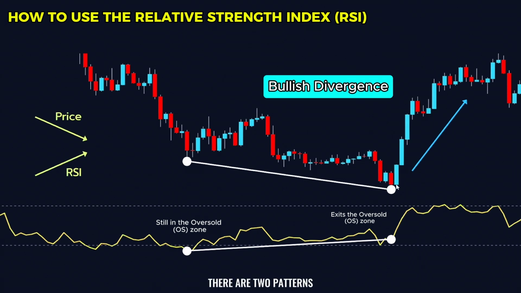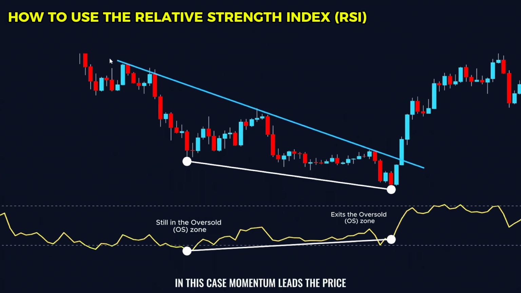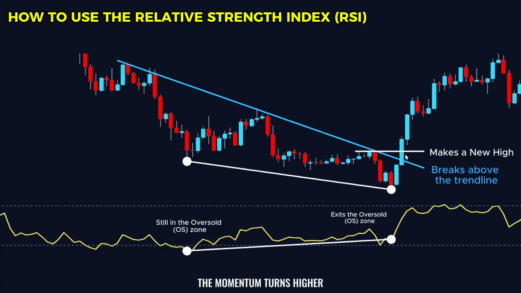There are two patterns. The first pattern is when the price moves higher while the momentum, or RSI, moves lower. In this case, momentum leads the price. This suggests that the price is likely to follow the momentum and move lower later. This is called bearish divergence. The second pattern is the opposite. The price moves lower while the momentum moves higher. Again, momentum leads the price. Once the momentum turns higher, the price has a chance to reverse from a downtrend into an uptrend. This is called bullish divergence.